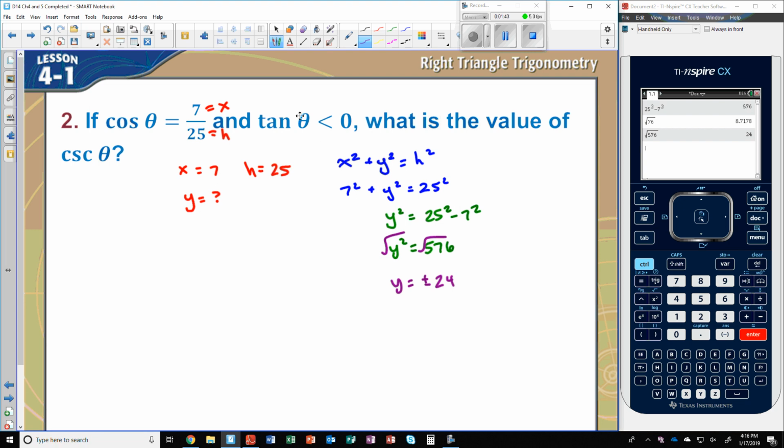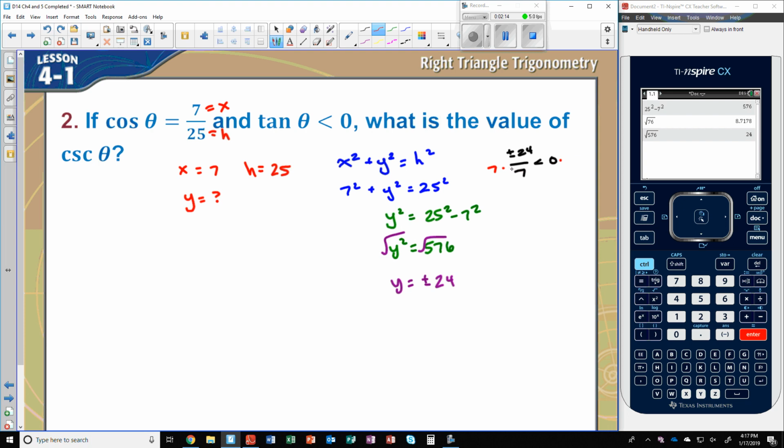So now, how can we discover if it's the positive or the negative? Here's what we do. We go to the tangent. It says tangent theta is less than 0, which means that it's negative. Well, tangent is y over x. So y over x has to be less than 0. Now we know x is 7, so I'll put that there. And y is either the positive or the negative of 24.